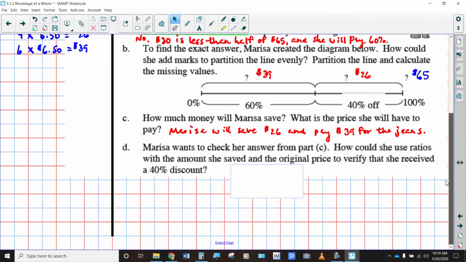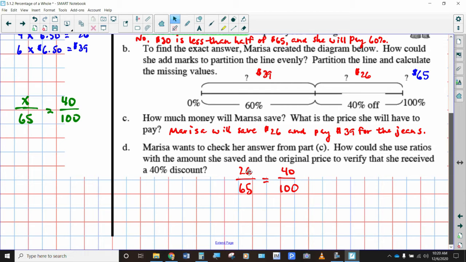So it says that Marissa wants to check her answer from part C. How could she use ratios with the amount she saved and the original price to verify that she received 40% discount? Well, remember, this is where we could use proportional reasoning, where we don't know how much the savings is going to be, but we know it was 40% off. So the total was 65. So we are going to set up this percent proportion. If we plug in the 26 here, we can prove that those two are equivalent to each other. Okay, so let's go ahead and do that.